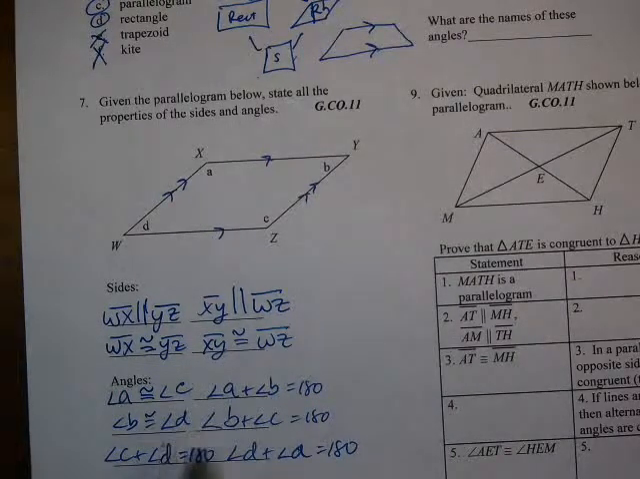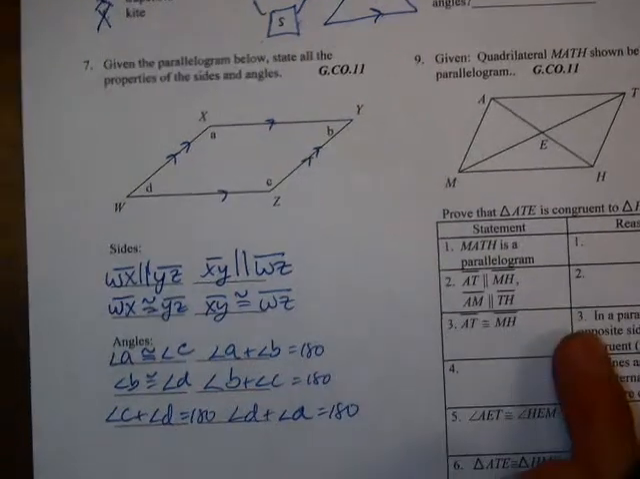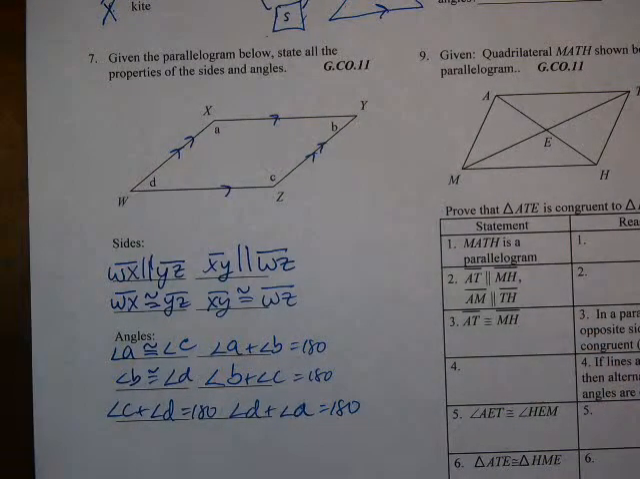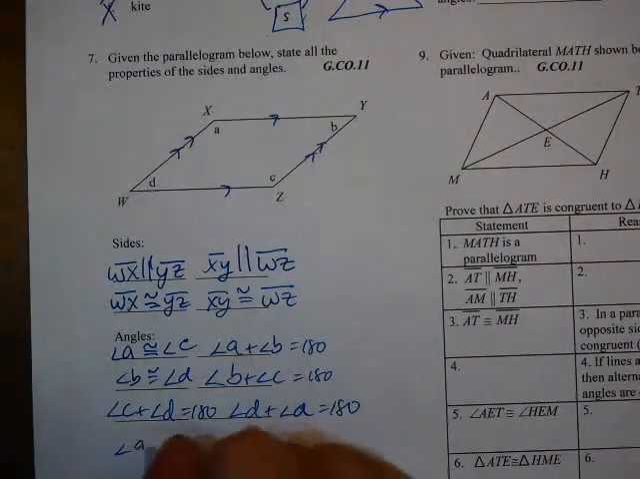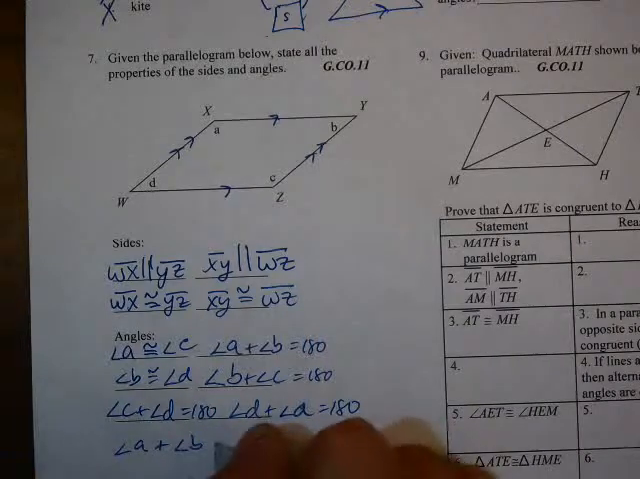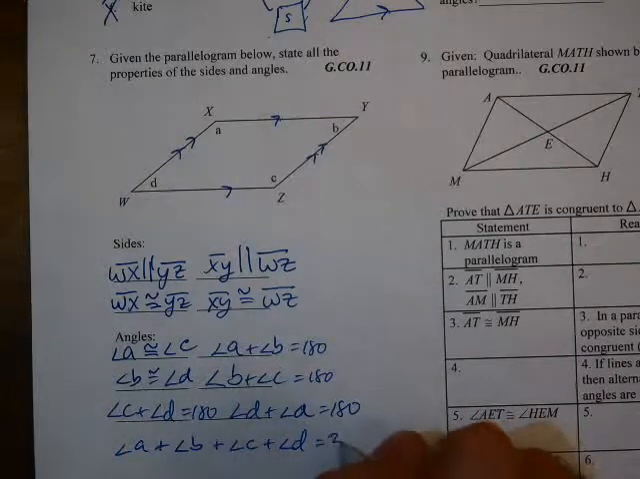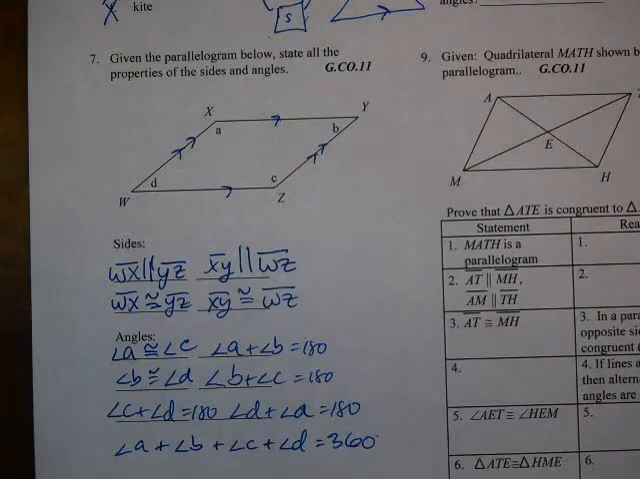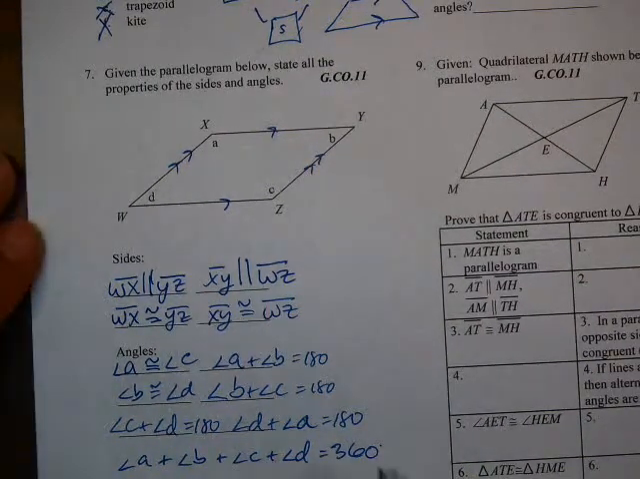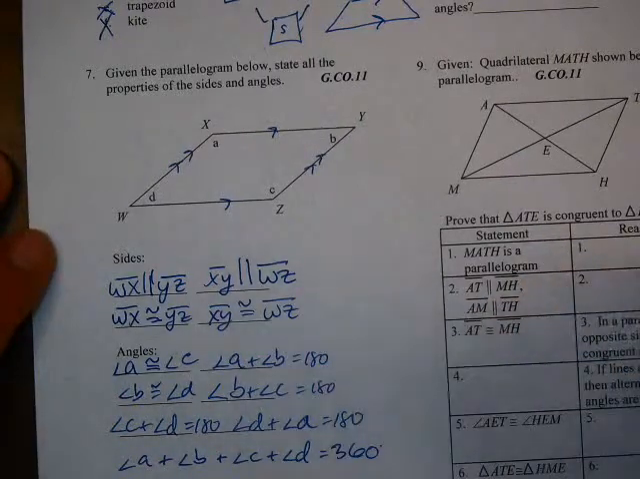The last fact, and I filled up all 6, but there's actually one other really important one with the parallelogram, and with any quadrilateral for that matter. If we take all of those angles, A, B, C, and angle D, and add them up, that will give us 360. So one extra one for the line. But there are all your properties for the sides and the angles.